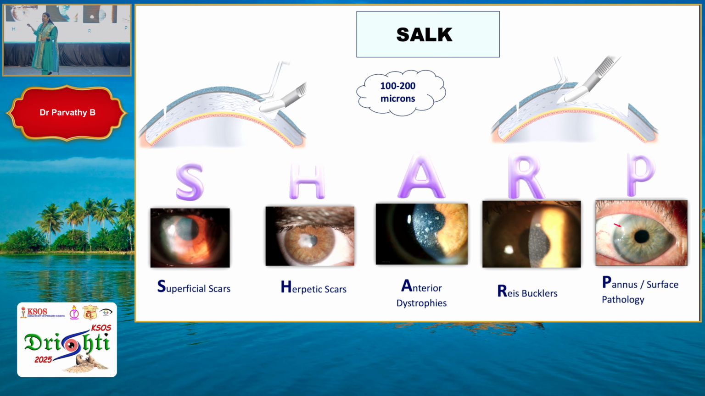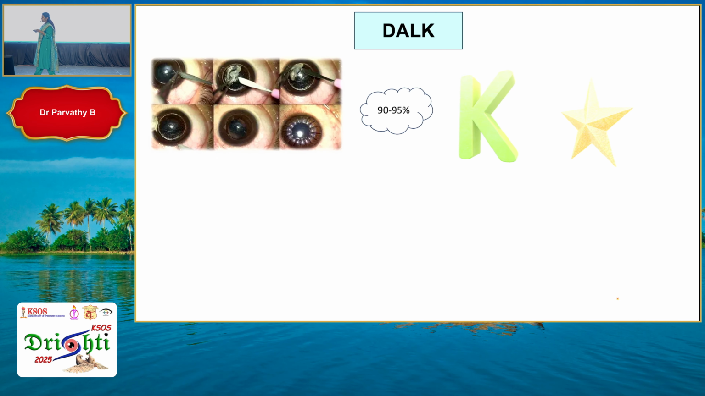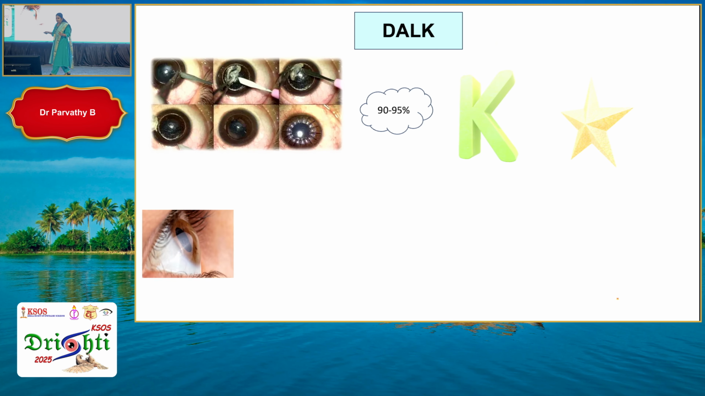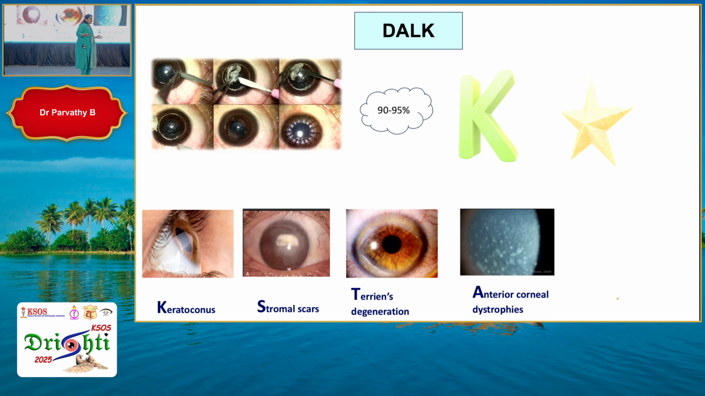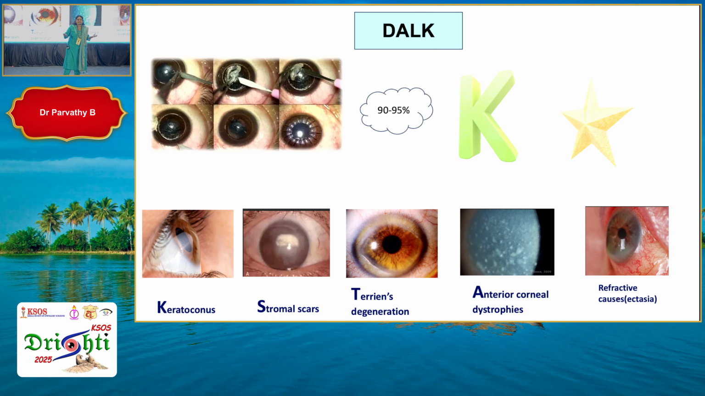Now we have deep anterior lamellar keratoplasty, where 90 to 95% of diseased stroma is replaced. It is a star surgery for K. What is K here? What is this K? Yes, this K. So it is done for keratoconus, stromal scars, a large pterygium, degeneration, anterior dystrophy and post-refractive ectasia, children. That is about anterior keratoplasty.